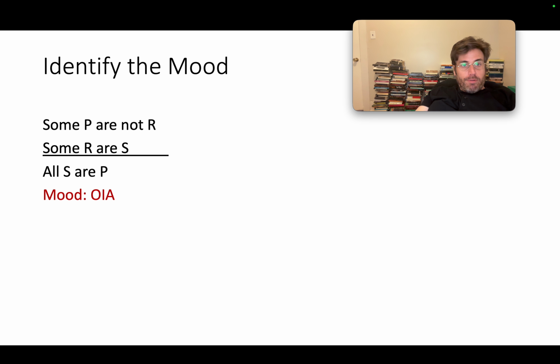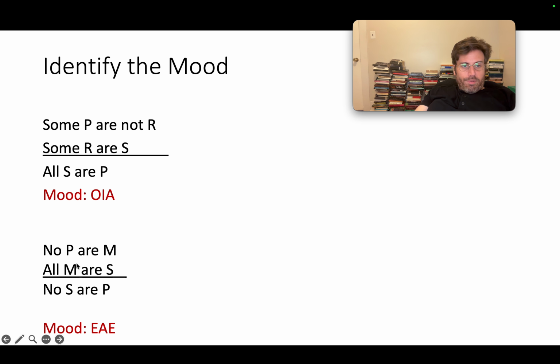Our first example is OIA. The mood is OIA. Our first major premise is a particular negative, some P are not R. Our minor premise, some R are S, is an I proposition, that is a particular affirmative, and our conclusion is an A proposition, a universal affirmative. So the mood of that first argument is OIA.